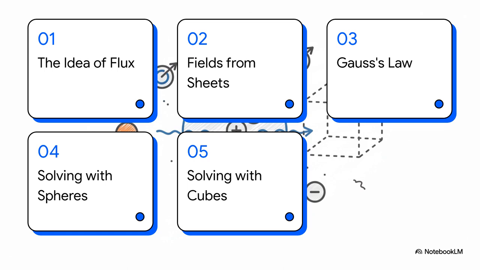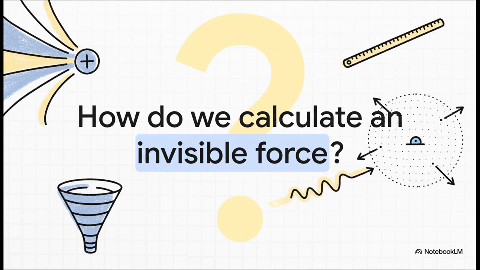All right, so here's our game plan. First, we're going to get our heads around this idea called flux. Then, we'll see how that one little concept opens the door to a massive shortcut called Gauss's law. And trust me, this law lets us solve some crazy-looking problems, like with spheres and cubes, with almost no effort. It's awesome.